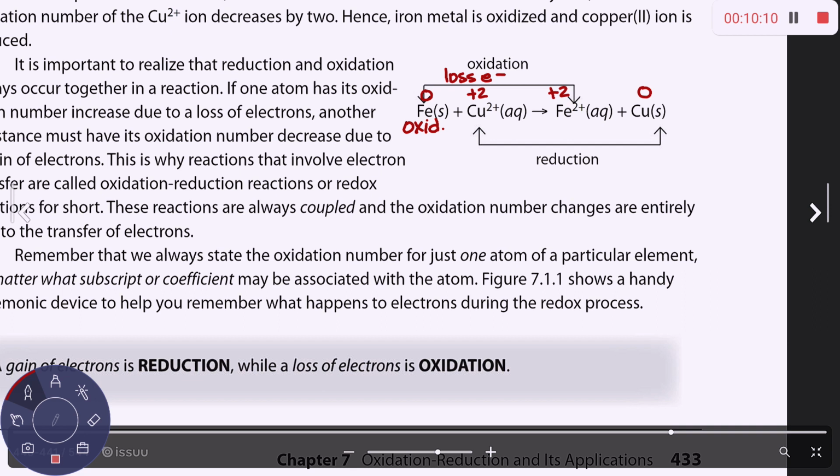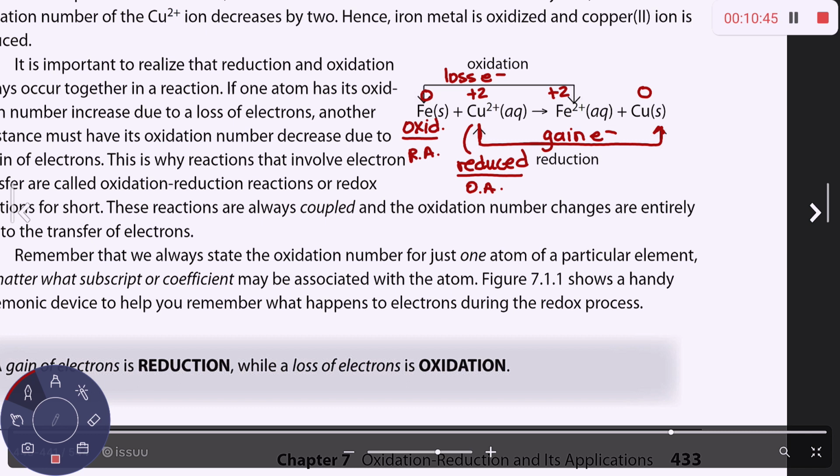And then as you're going from this +2 to 0, we are gaining electrons. And when you gain electrons, it's reduced. So this is reduced. Then there's oxidizing agent and reducing agent. Once you label the reactants as being oxidized or reduced, then you can label it as being the reducing agent or the oxidizing agent. So whatever is oxidized, that would be the reducing agent. And whatever is reduced, that would be the oxidizing agent.